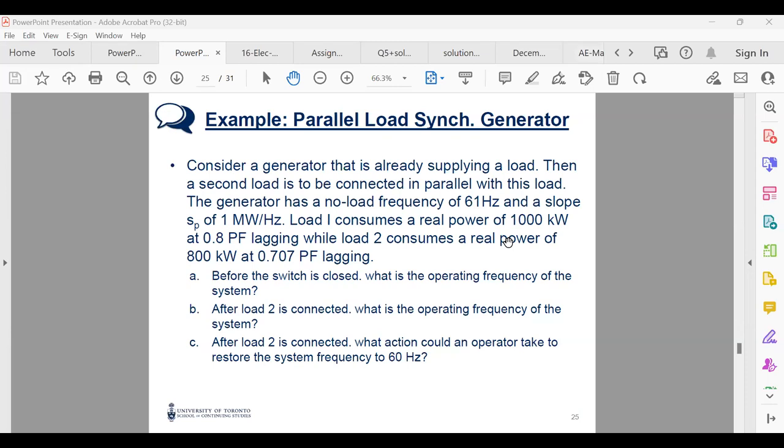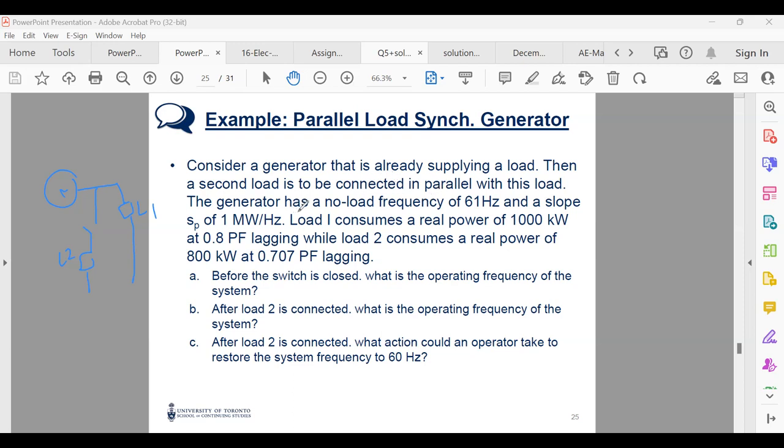Yeah, let's solve this problem, and then we are going to solve the one from the previous exams. So this one is one generator and multiple loads. Let's read the problem. Consider a generator that is already supplying a load. So you have a generator supplying a load. Then a second load is connected, so this is load one, load two, to be connected in parallel.